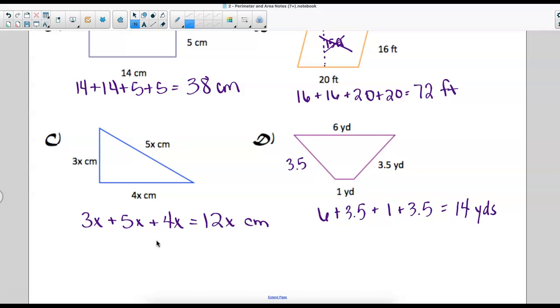Okay, perimeter should be really easy, right? I'm not trying to trick you with perimeter, we're just adding. However, sometimes, like on those parallelograms or rectangles when only 2 of the sides are there, people just add 2 of the sides and forget about the other 2. You gotta go all the way around. Okay? Questions on that? All right.